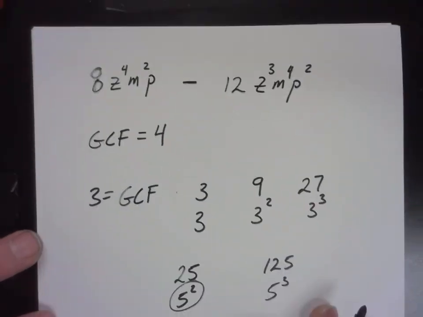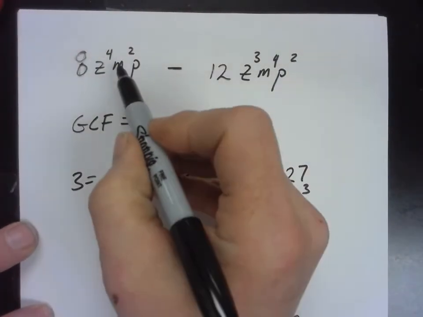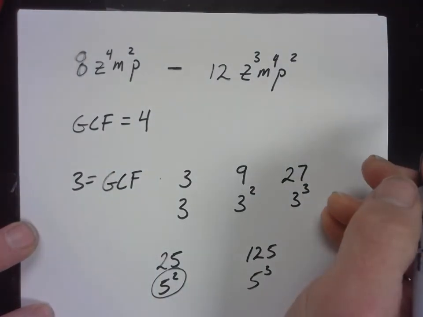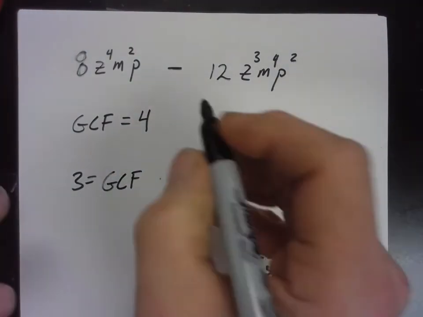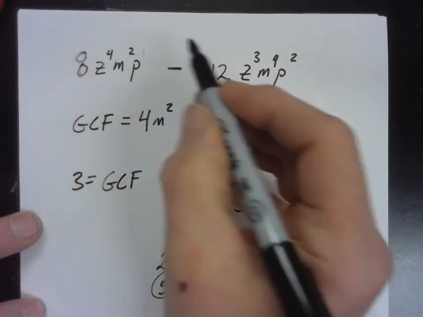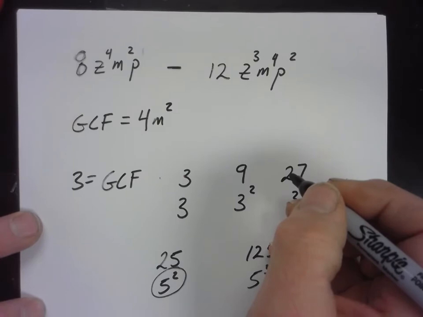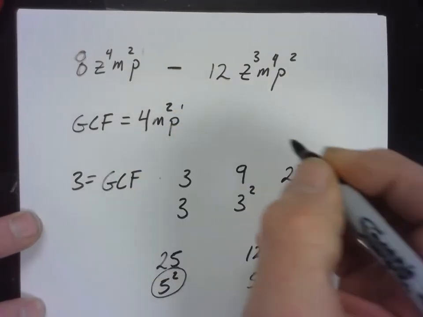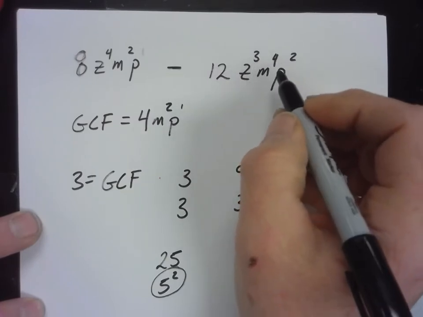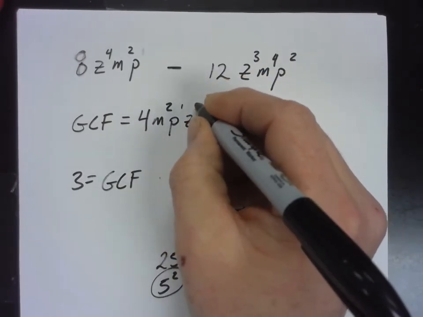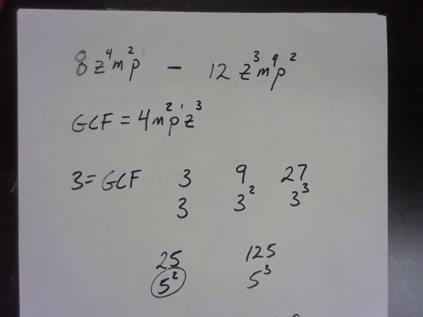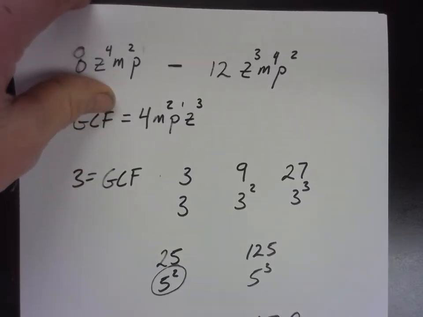So let's take a look up here. I'm going to start with the m's. M squared and m to the 4th. What's the one with the lowest exponent? M squared. P to the 1st and p to the 2nd. P to the 1st. How about z to the 4th and z to the 3rd? Z to the 3rd. That's the greatest common factor. That's all there is to it. Look at the variables, take the variable with the lowest exponent. I told you that bit was easier than the number part.